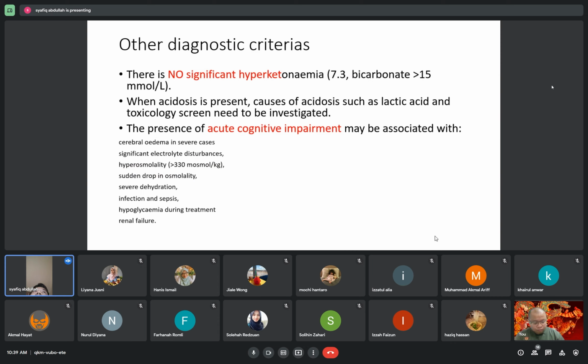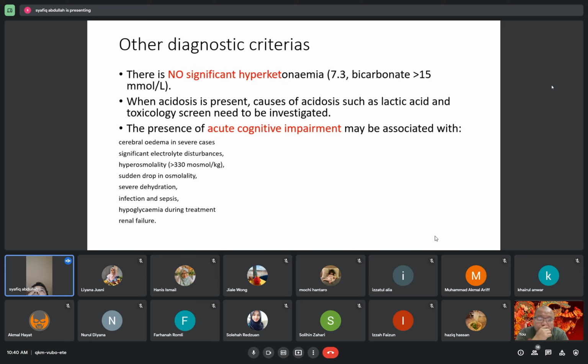Other diagnostic criteria, there is no significant hyperketonemia, which is kalau kita hantar urine keton, memang tak ada, usually kita tak akan nampak keton 1+ pun. VBG not acidotic, pH more than 7.3, bicarb more than 15. Basically normal VBG, normal blood gas. When acidosis is present, causes of acidosis such as acid and toxicology screen need to be investigated.